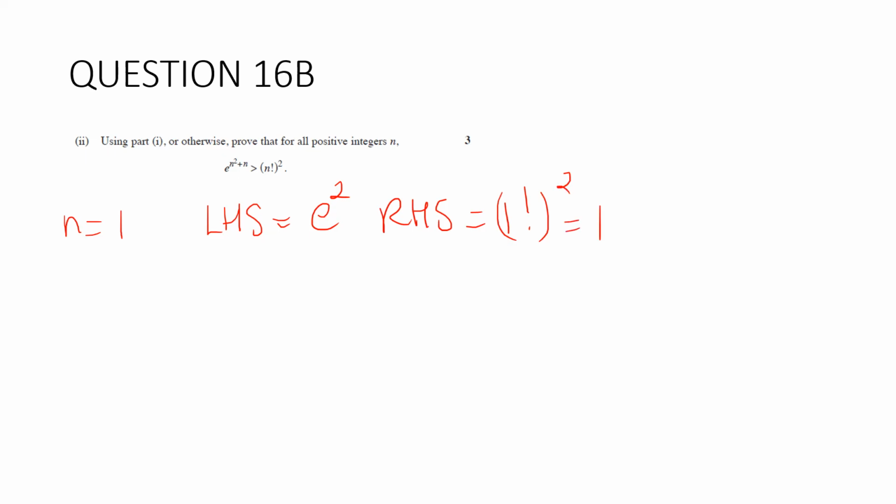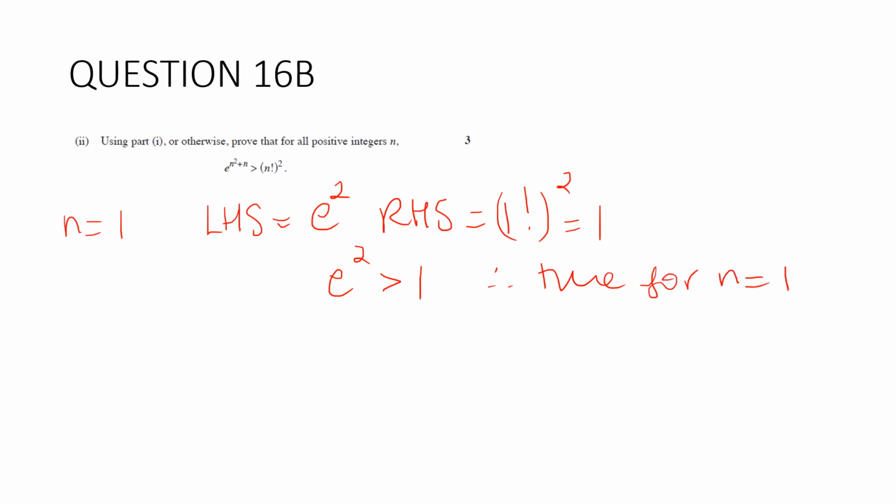Part 2. Using part 1 or otherwise, prove that for all positive integers n, e to the n squared plus n is greater than n factorial all squared. So we're going to use induction. We're going to prove it true for n is equal to 1. Left-hand side is equal to e squared. Right-hand side is equal to 1 factorial all squared, which is equal to 1. E squared is greater than 1, therefore true for n is equal to 1.